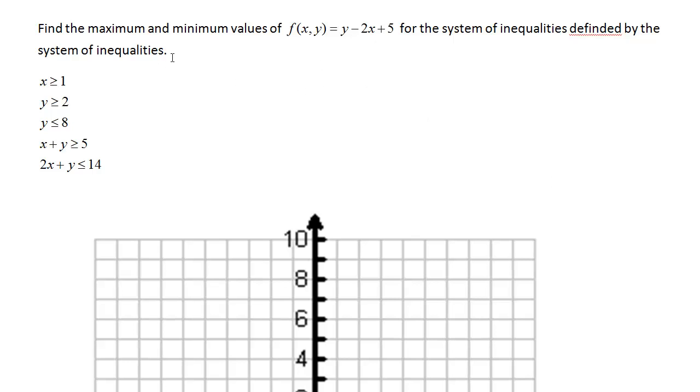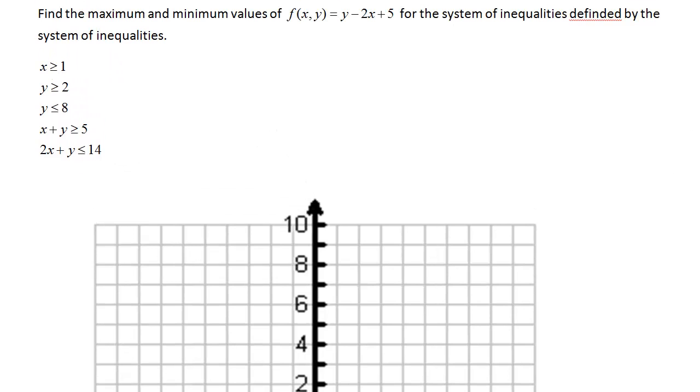Now, when I look here at the maximum and minimum values of f of x, y equals y minus 2x plus 5 for the solution of inequalities defined by the system of inequalities, what I'm going to do is graph all these. I'm going to look at the vertices of the bounded region. And what you're going to see there is that's going to determine some minimum and maximums when I sub it into the formula here. So we'll take a look at how that appears.